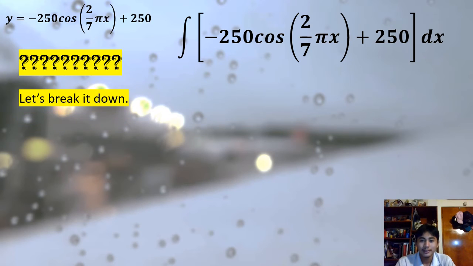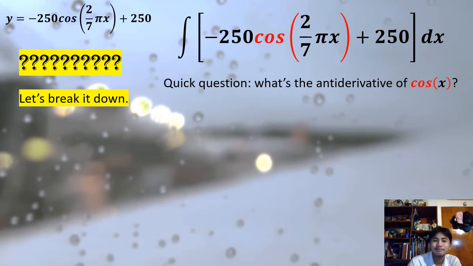Anyways, now let's tackle the big problem. So we have the derivative, and then in brackets we have our equation times dx. So you might be thinking, what's this? How are we gonna solve this? This is crazy. So anyways, let's break it down.